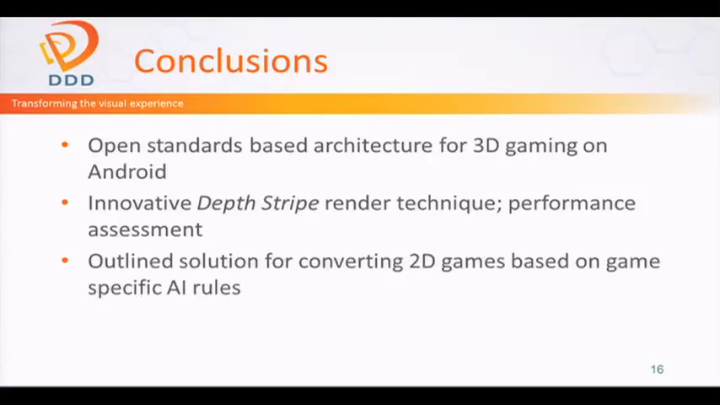So just to wrap it all up, what I've presented today is an open standards-based architecture for 3D gaming on Android. And we've deployed that now on a number of different systems, and we're testing it on a few more. We've developed a new rendering technique to really address some of the performance issues and make sure that we can get the maximum frame rate. And we've also outlined a solution for converting 2D layer-based games into 3D using game-specific AI rules. And that's it. Thank you.